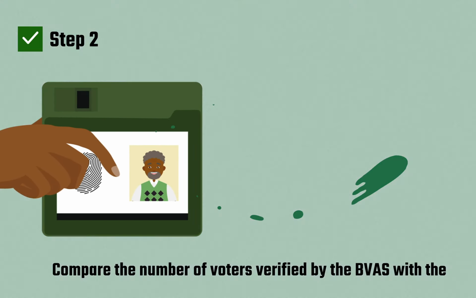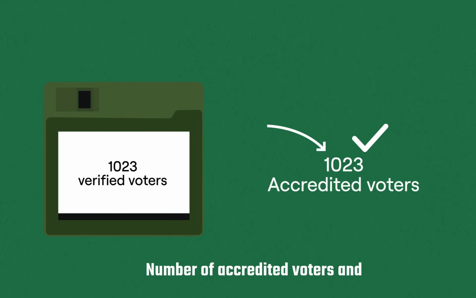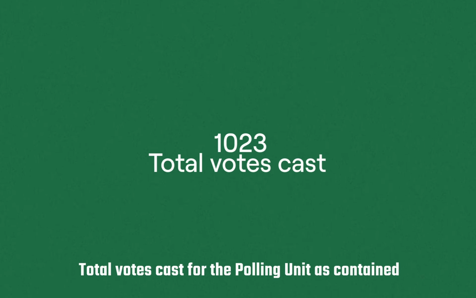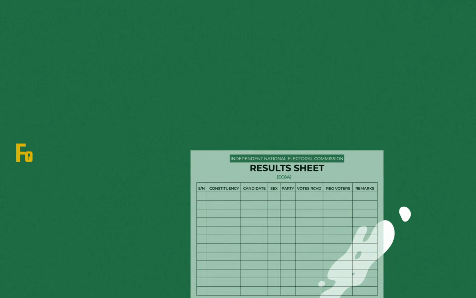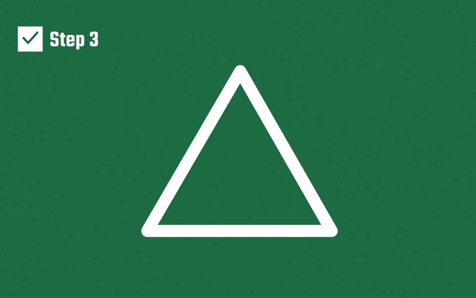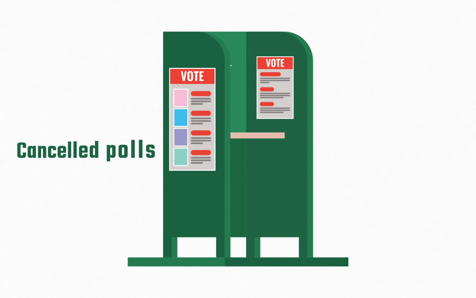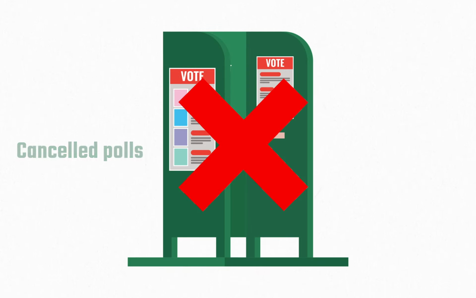2. Compare the number of voters verified by the BVAS with the number of accredited voters and total votes cast for the polling unit as contained in the Form EC8A. 3. Receive and consider, if any, reports of incidents of equipment failure from the presiding officers, including reports of where polls were either cancelled or not held.